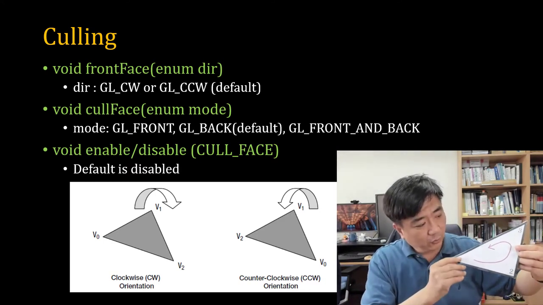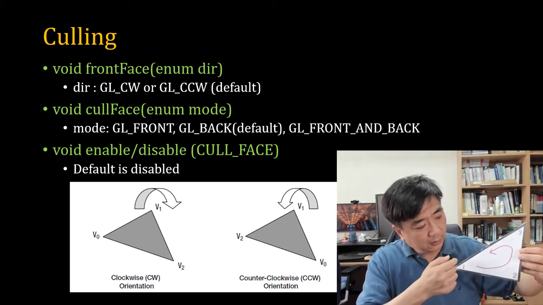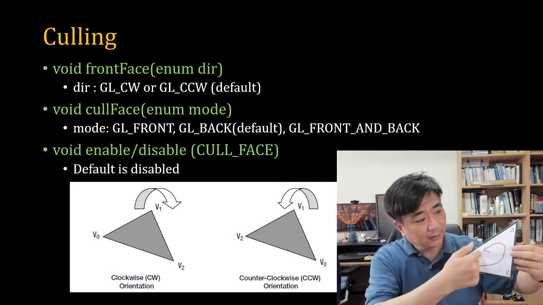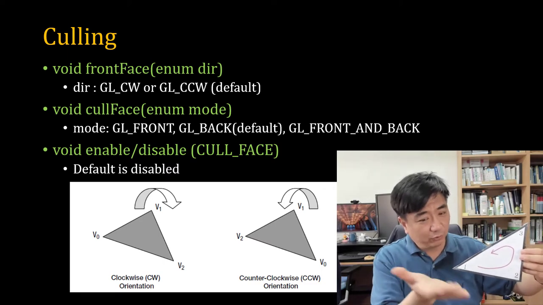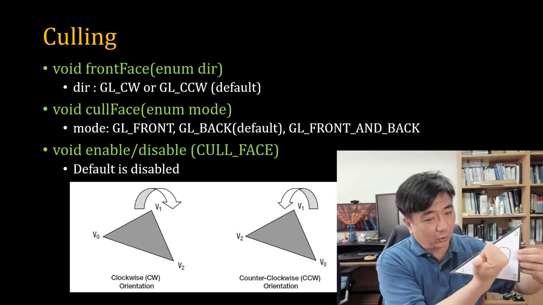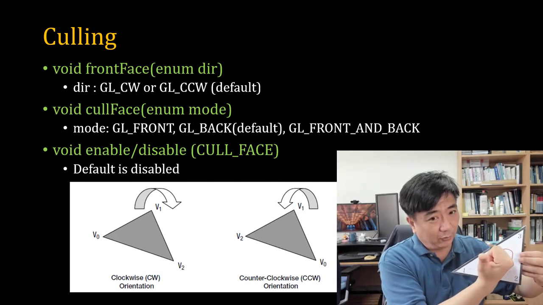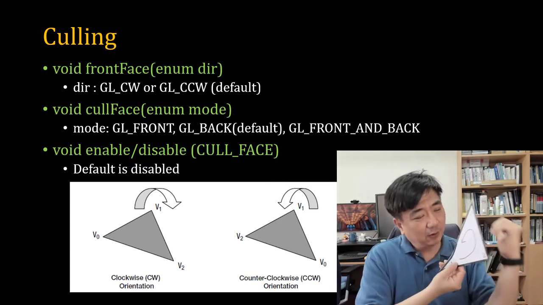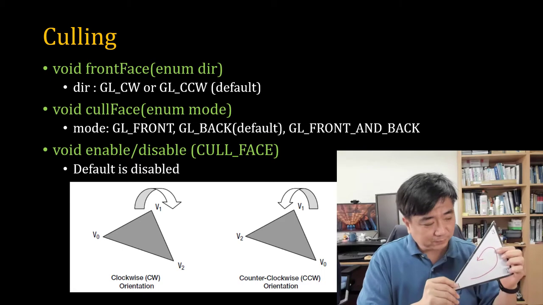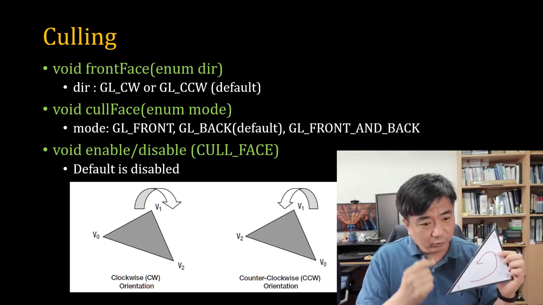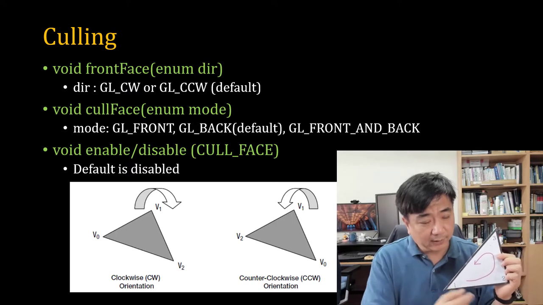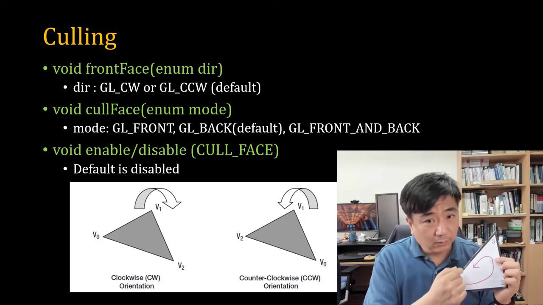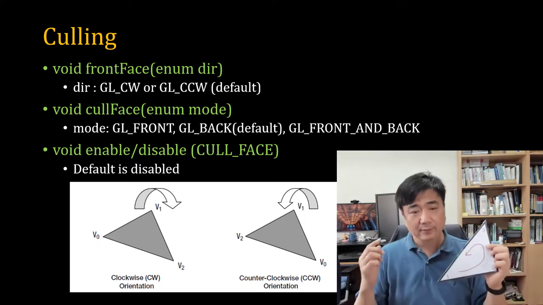Then we can say that the orientation goes like this, 1, 2, 3. We can use the right hand, then it goes in this direction. If we use the left hand, then it goes in the backward direction. So with the order of the vertices of a triangle, we can decide the orientation.